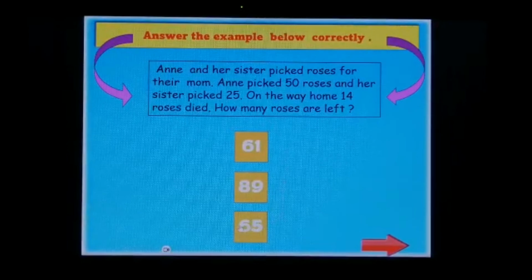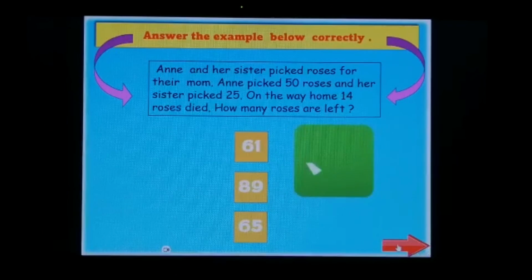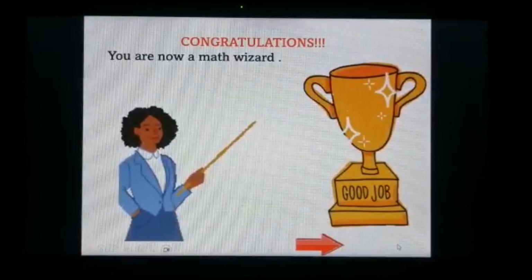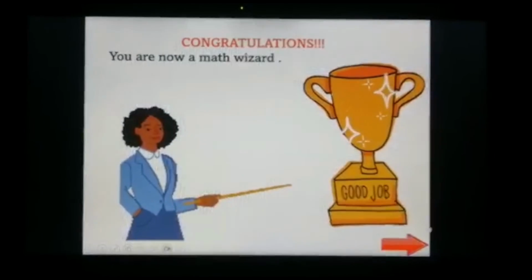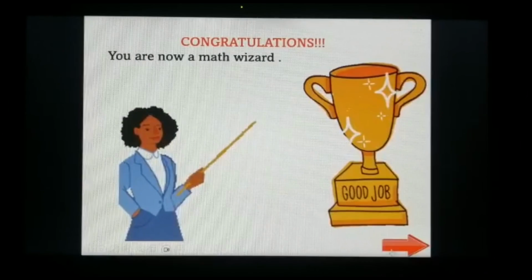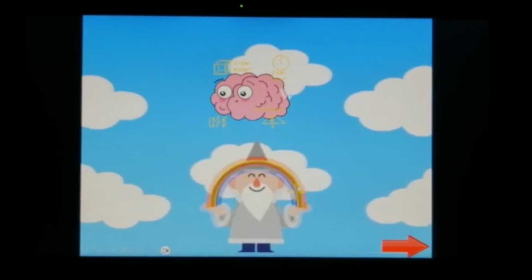And for the last question, don't forget to always use your abacus. Do you know what a math wizard is? That's correct. Have a look.